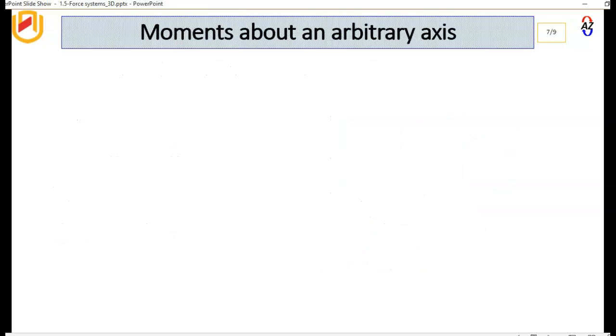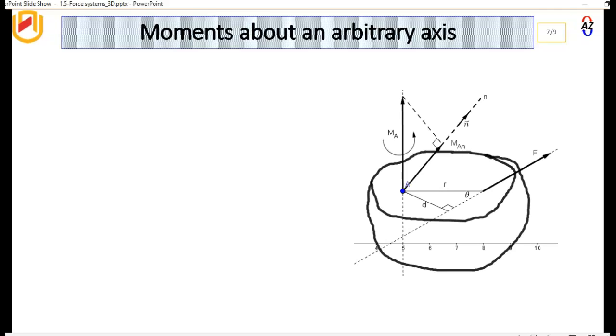Moments about an arbitrary axis. Now obviously we won't only calculate moments in the x, y, and z. We could calculate moments about an axis that is not one of these orthogonal axes. So for example, this force F here, we want to calculate the moment of this force about this arbitrary axis N. So how do we do that? This is the equivalent of getting the moment of this force about the point A, and then you dot it with the unit vector in the direction N. What you're really doing is you calculate MA, and then you dot it with the unit vector that's going in the direction N.